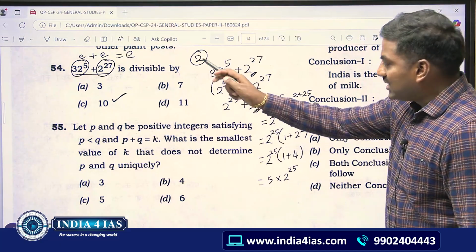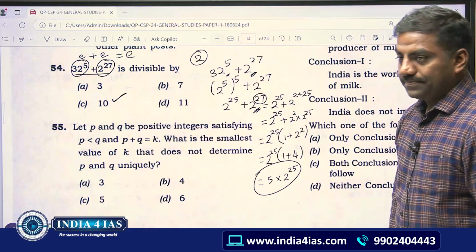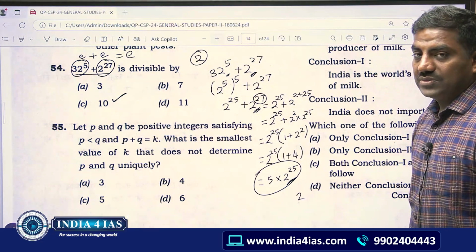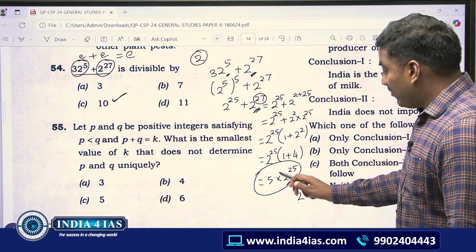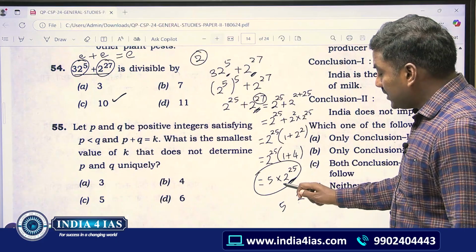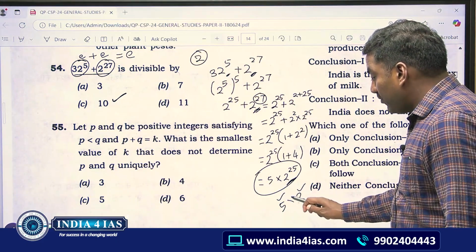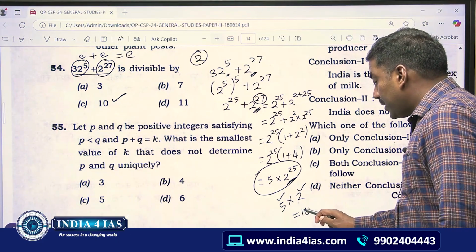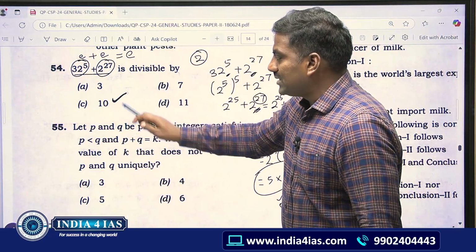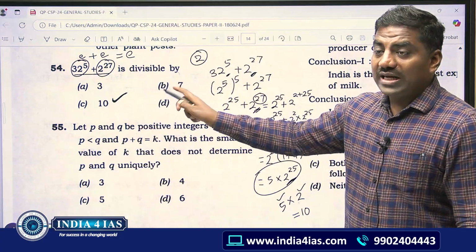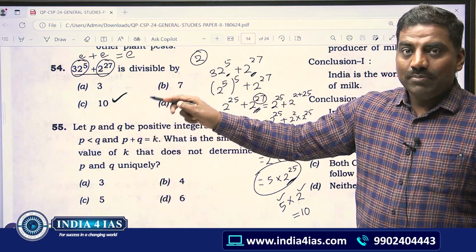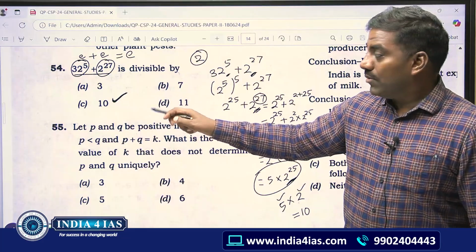See, this expression: 2 to the power of 25 is definitely divisible by 2. Even this expression is divisible by 5 also. When this expression is divisible by both 2 and 5, it will be divisible by 10 also. That was my guess, and that is right. But you don't guess in the examination. After so many years of practice I can guess, because my conviction is there, but you cannot guess.